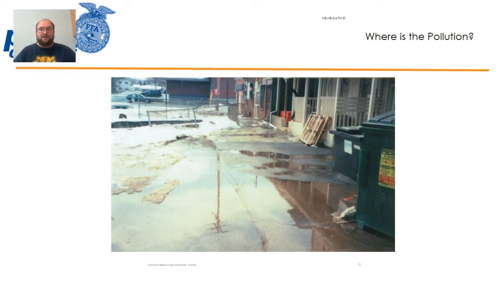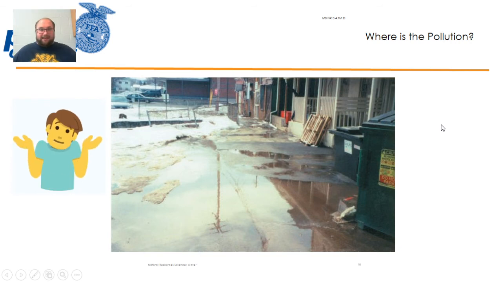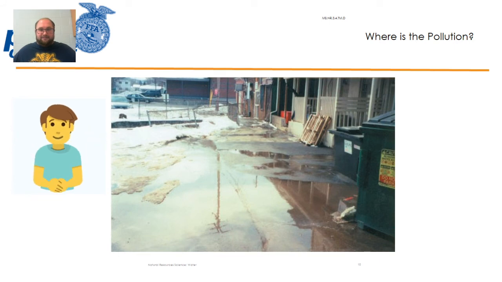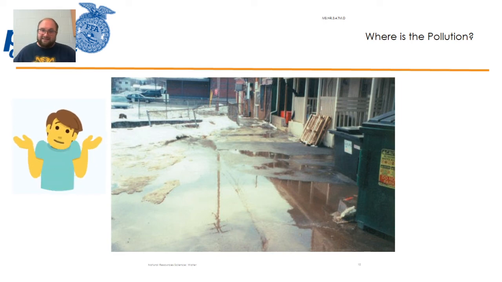What do you think we call a pollutant that comes from a source that's not easily identifiable? Like, I mean, where is the pollution here? Honestly, where is it? I don't know. Where is it? Can we see it? I mean, we see puddles, we see stuff that's there.